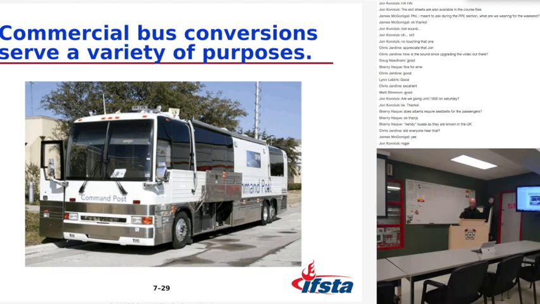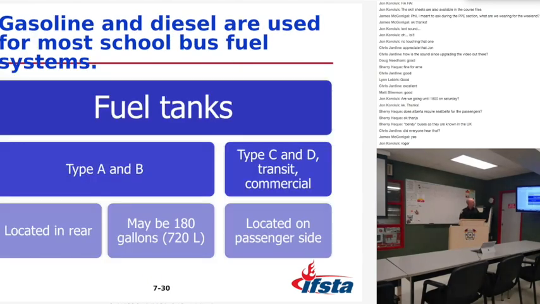Bus fuels. Gasoline and diesel. They're located in the rear for Type A and B buses, maybe as large as 180 gallons, 720 liters. Located midship or slightly ahead for Type C and D transit commercial buses. Fuel filler located on the passenger side, just behind the front wheels.